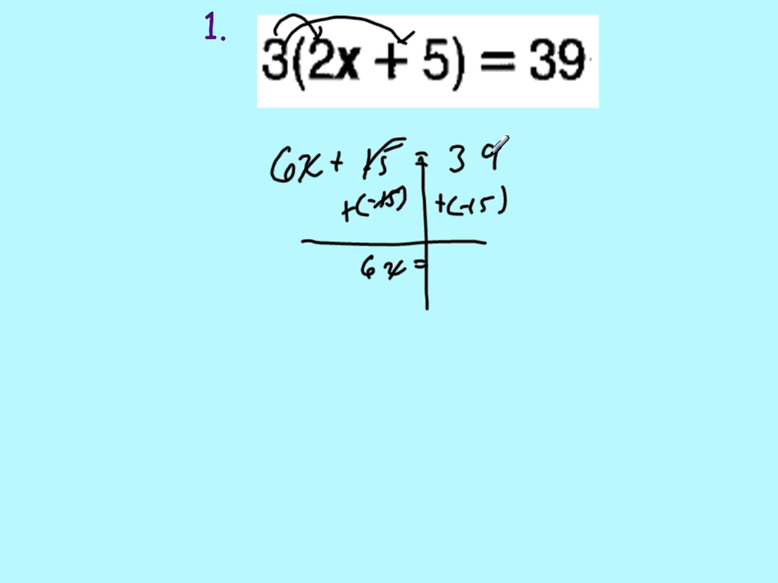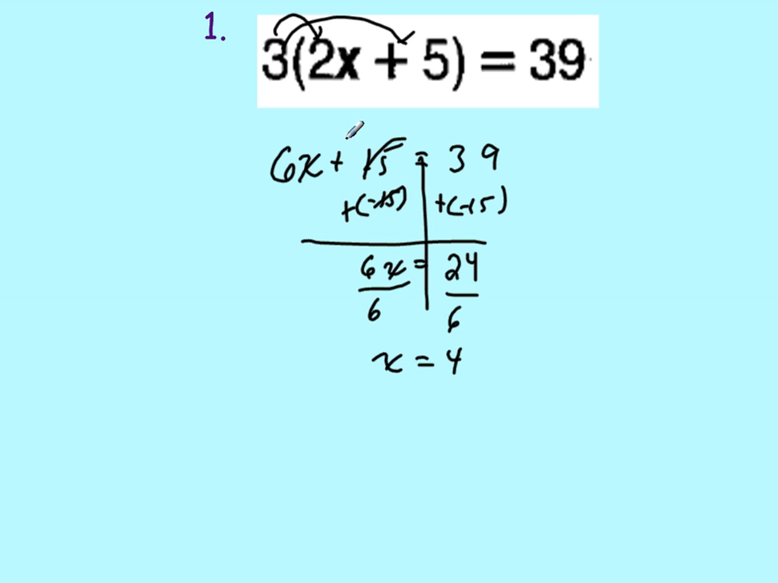And we get 9 take away 5 is 4. And 3 take away 1 is 2. So we get 24 divided by 6. And we get x is equal to 4.